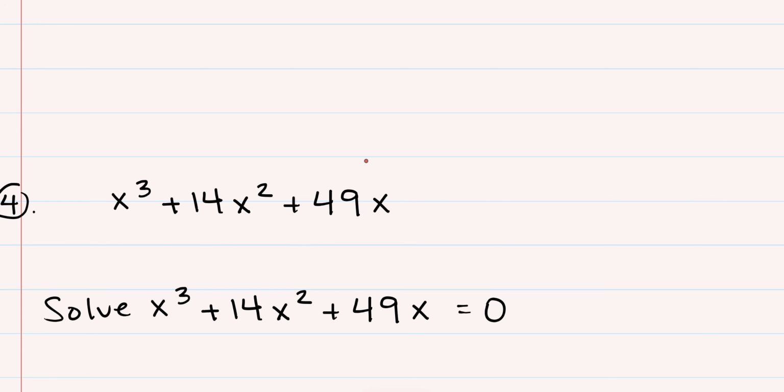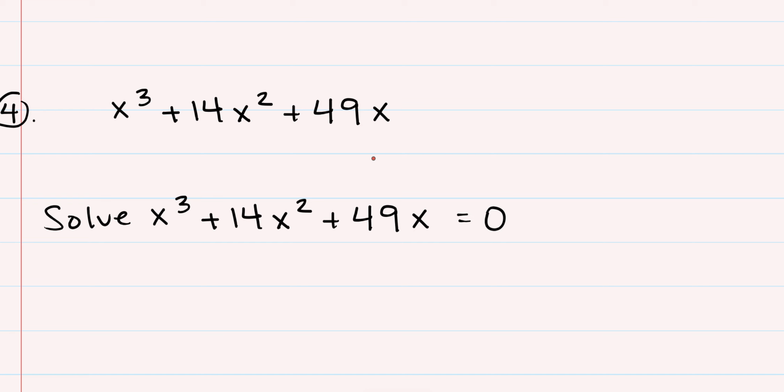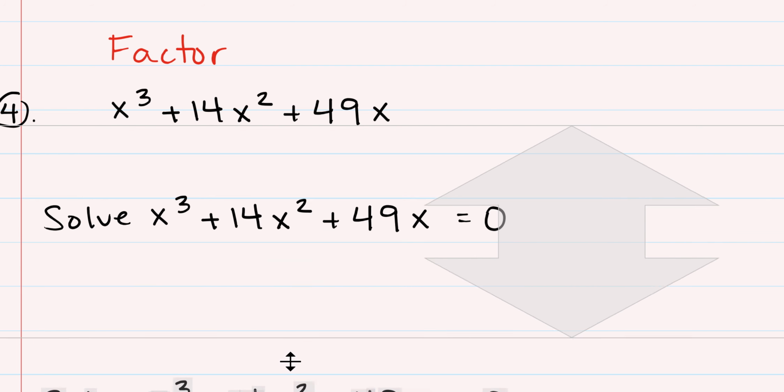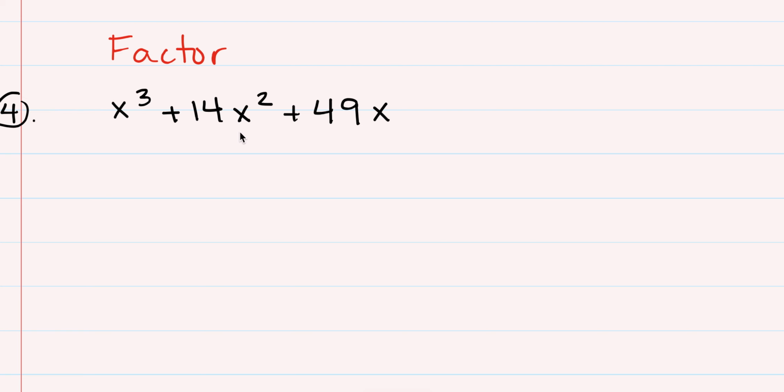Let's try another problem. Here I have x cubed plus 14x squared plus 49x. I want to factor this. And then after I factor it, I'm going to set it equal to 0 and try to solve. So I'm solving for x. So what do I need to do?